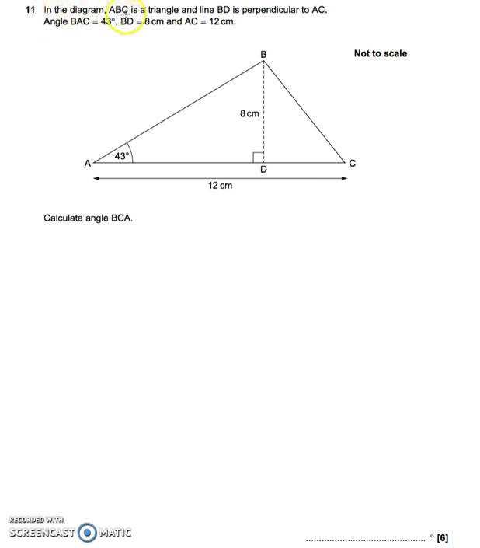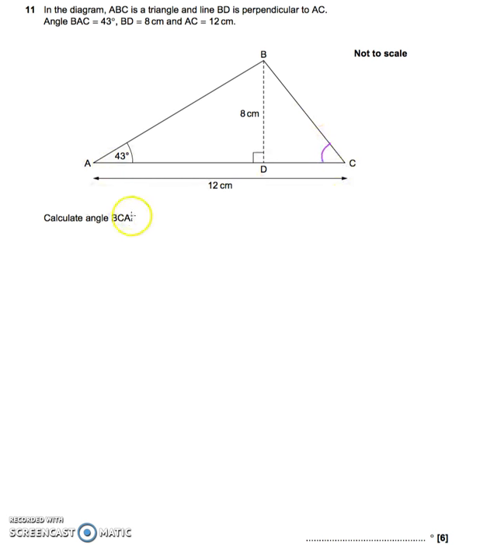In the diagram, ABC is a triangle, and the line BD is perpendicular to AC, which means it is at a right angle to AC. Angle BAC is 43 degrees, marked on there as well. BD is 8 centimeters, and AC is 12 centimeters, which is also marked on the diagram. So everything we need is on the diagram. We're going to use trigonometry to work out the angle BCA. Just going to mark that on there for you.